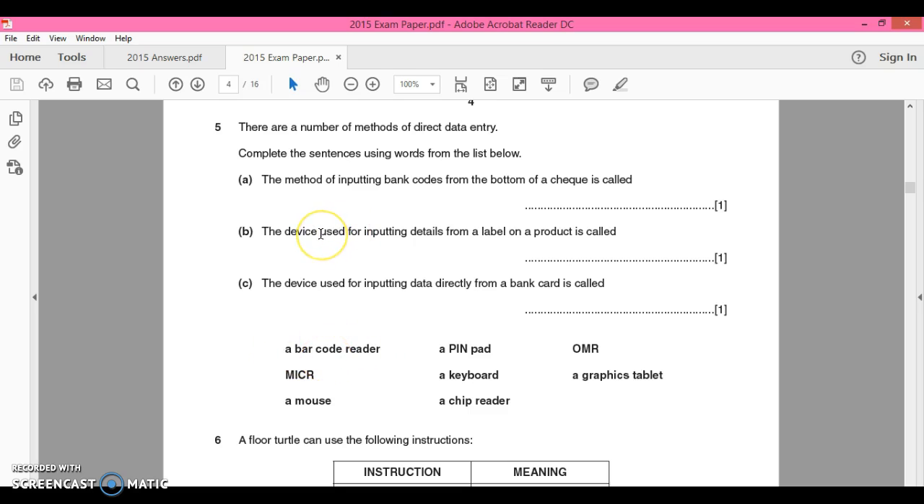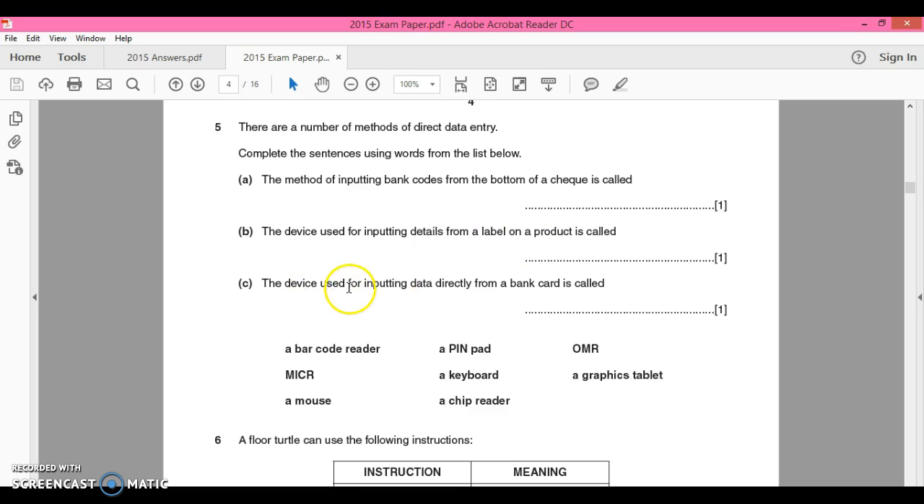Now what they've basically done is, it's the way they've worded the question. The device for inputting details from a label onto a product. Which is really irritating, because I wouldn't consider a barcode a label. But the way you need to look at it is that when something is packaged up, it's packaged up in a label, so they would have a barcode on it.